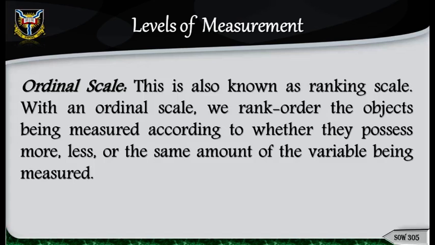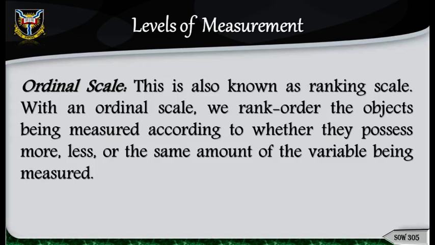B. Ordinal scale. This is also known as ranking scale. With an ordinal scale, we rank order the objects being measured according to whether they possess more, less, or the same amount of the variable being measured. Thus, an ordinal scale allows determination of whether A is greater than B, A is equal to B, or B is less than A. For example, ranking of 5 speakers as first, second, third, fourth, and fifth has an intrinsic meaning.